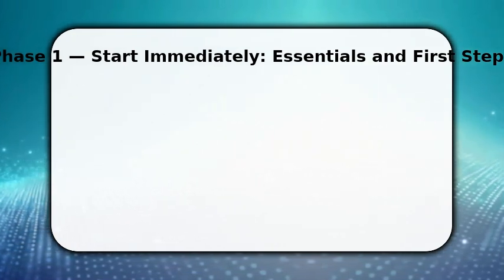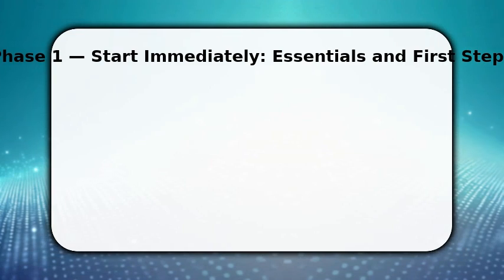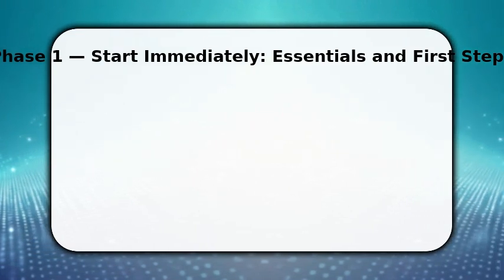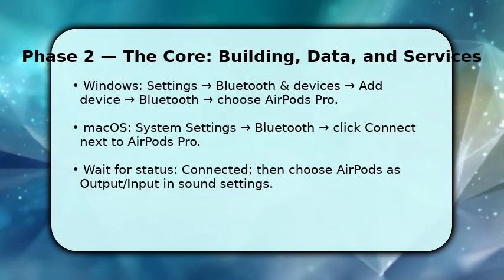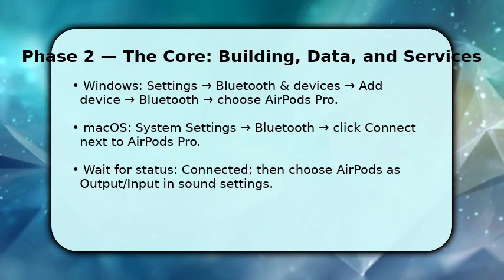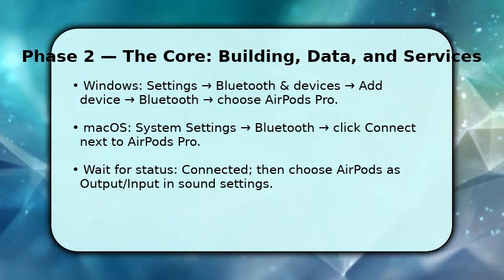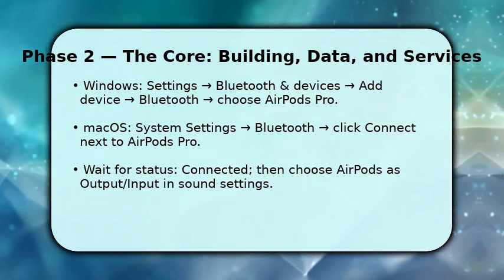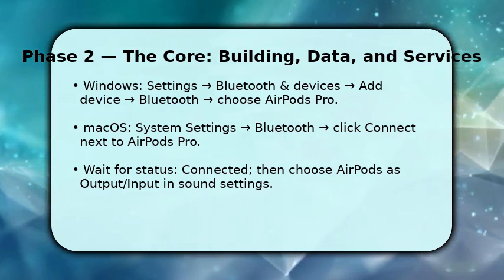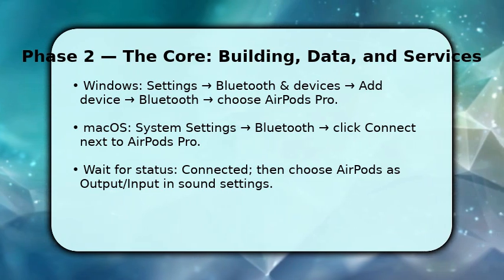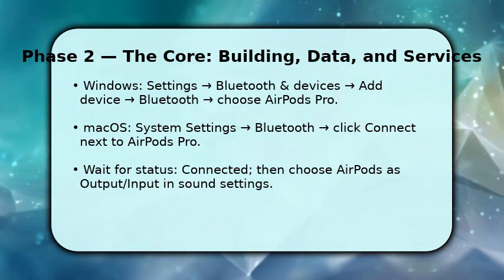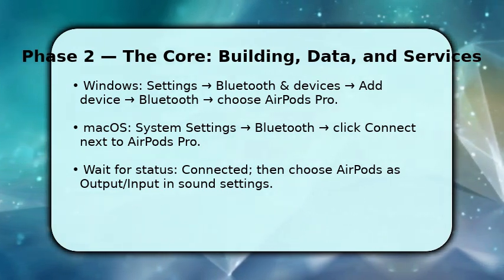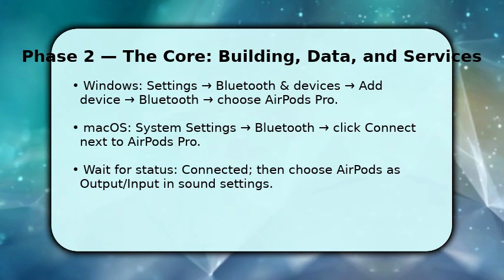Once your laptop sees them, you'll move immediately to the device selection step to complete the connection. On Windows, click Add Device, pick Bluetooth, then select your AirPods Pro from the list. On macOS, open Bluetooth in System Settings and click Connect next to the AirPods. The reason you use the OS Bluetooth UI is it handles pairing keys and profiles automatically. Make sure you wait until the status changes to Connected.